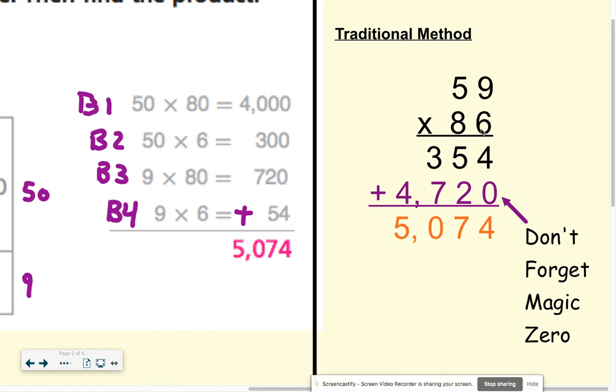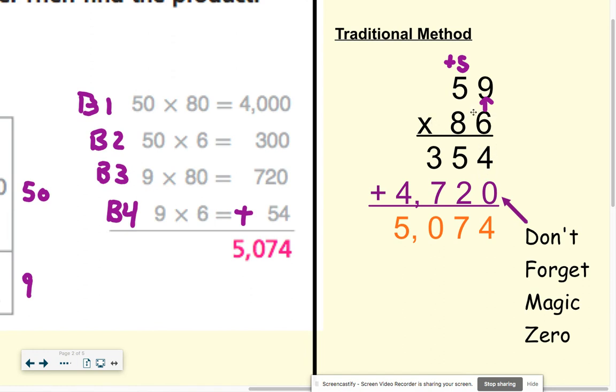In order to do the traditional method, you always start with the bottom ones digit. It really does not matter which number is on top or which number is on bottom. Most people, though, they probably prefer to put the 86 on top because it's your bigger number and the 59 on the bottom. But you start with the ones digit and you multiply by the top ones digit. 6 times 9 is 54. So we put that plus 5 up here because that's our tens digit and the 4 down below it.